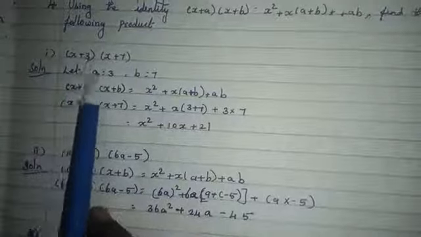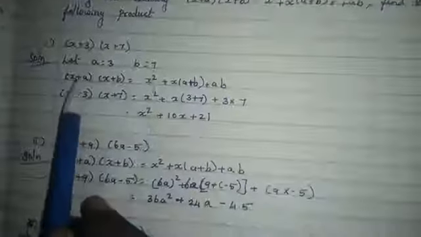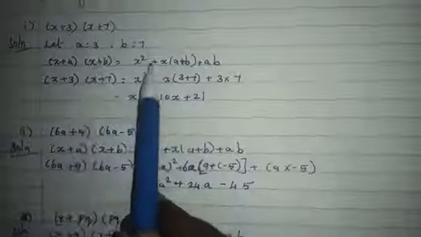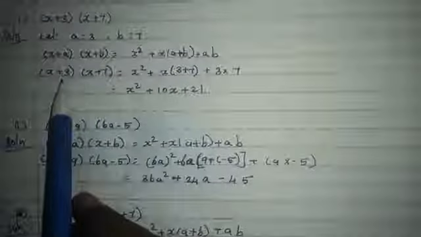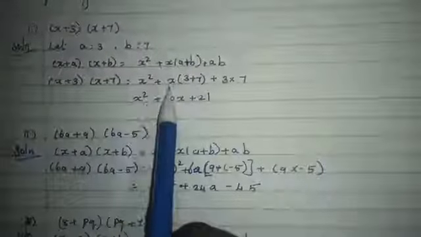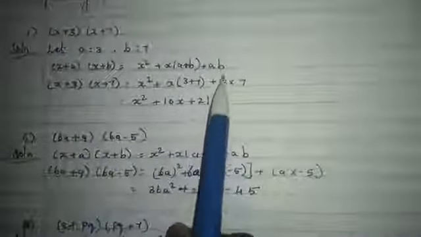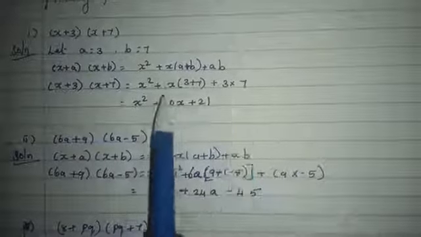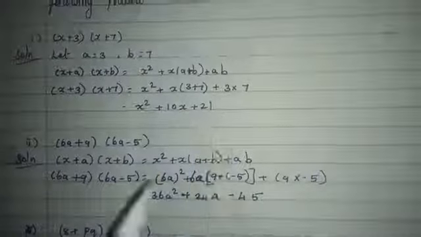Here, instead of a, we are having the value 3. Instead of b, we are having the value 7. When you substitute this in the identity (x + a)(x + b) = x² + x(a + b) + ab, instead of a and b, you have to substitute 3 and 7. Then we get the product as x² + x(3 + 7) + 3 × 7. When we simplify it, we get x² + 10x + 21.